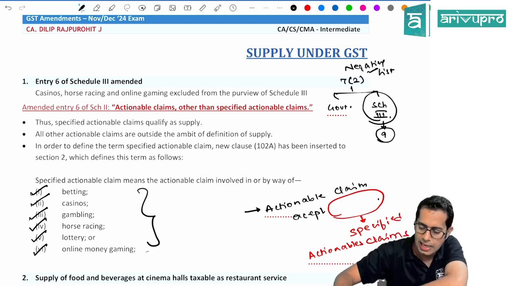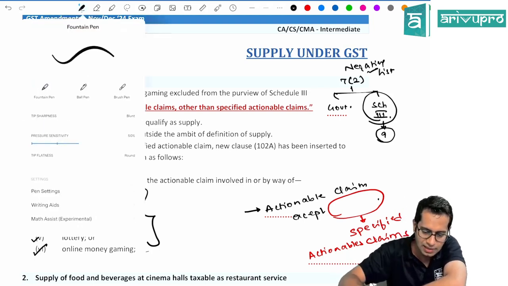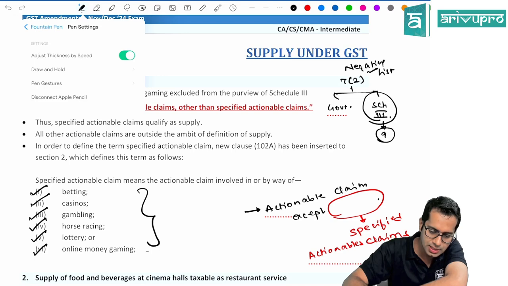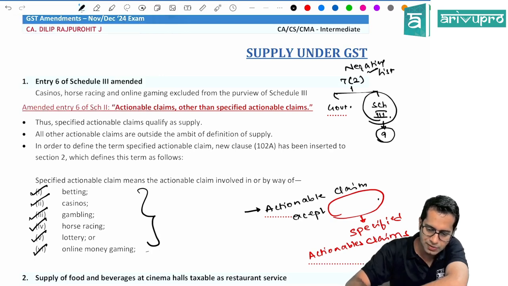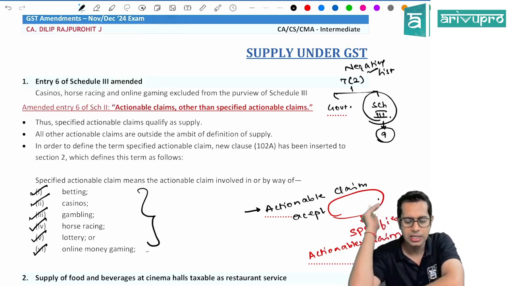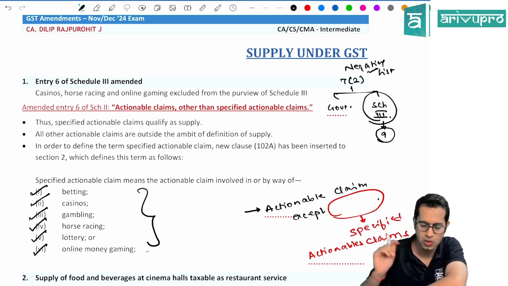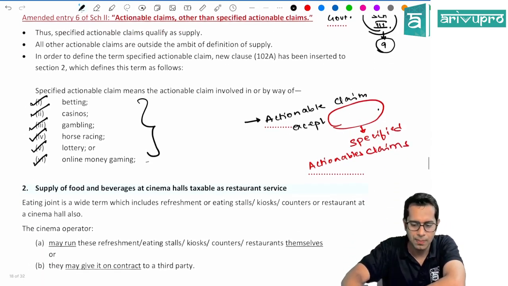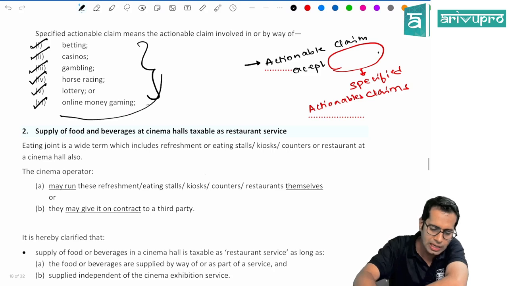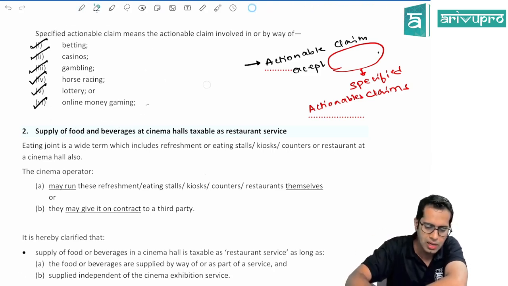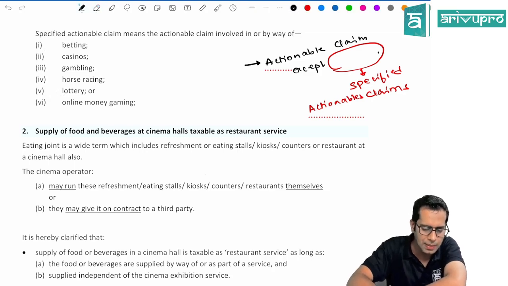So this entry has been replaced by the words specified actionable claims. So actionable claims except specified actionable claims will not be treated as supply of goods or services or both. Okay, so this is amendment number 1. So if I am doing a transaction in these items, is it a supply, sir? The answer is yes.